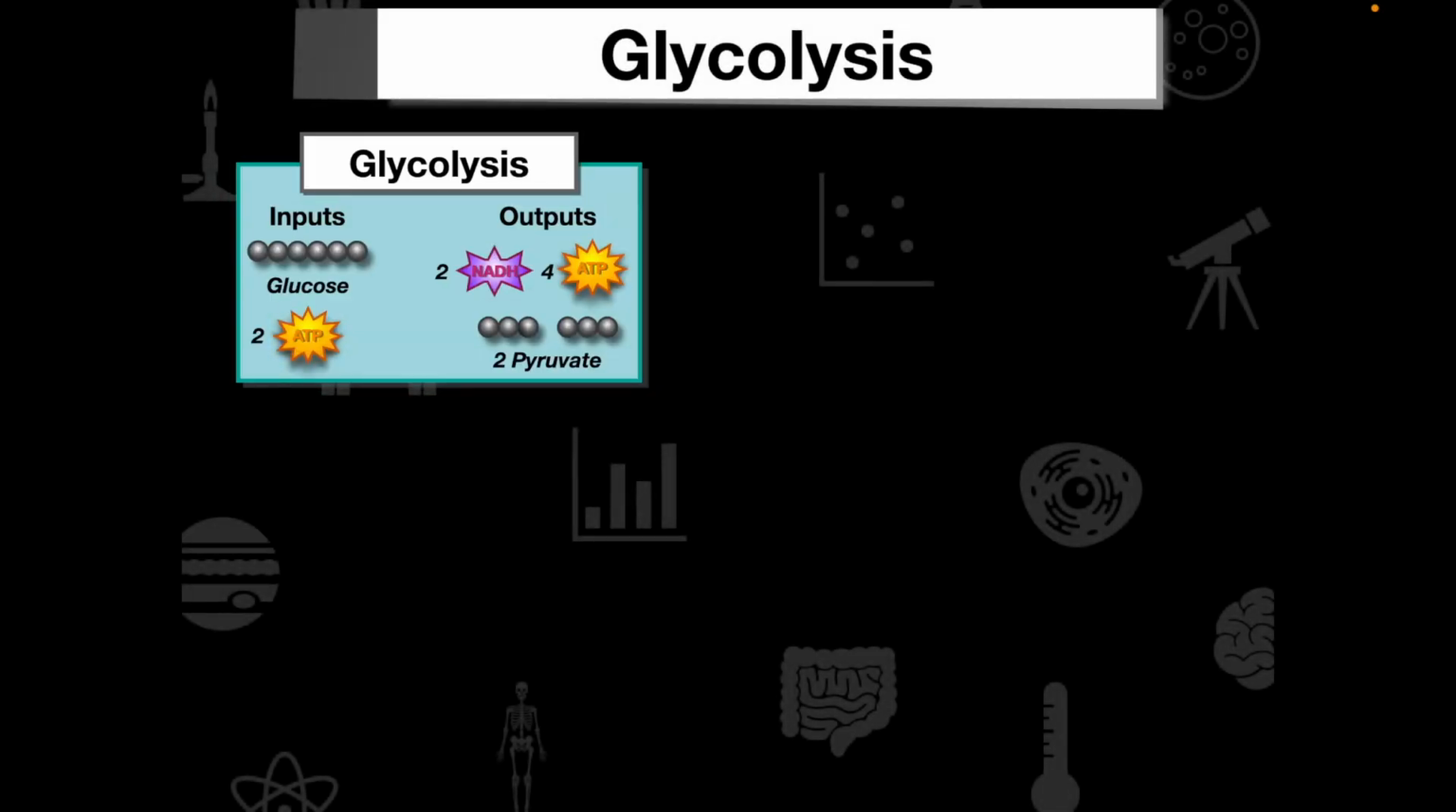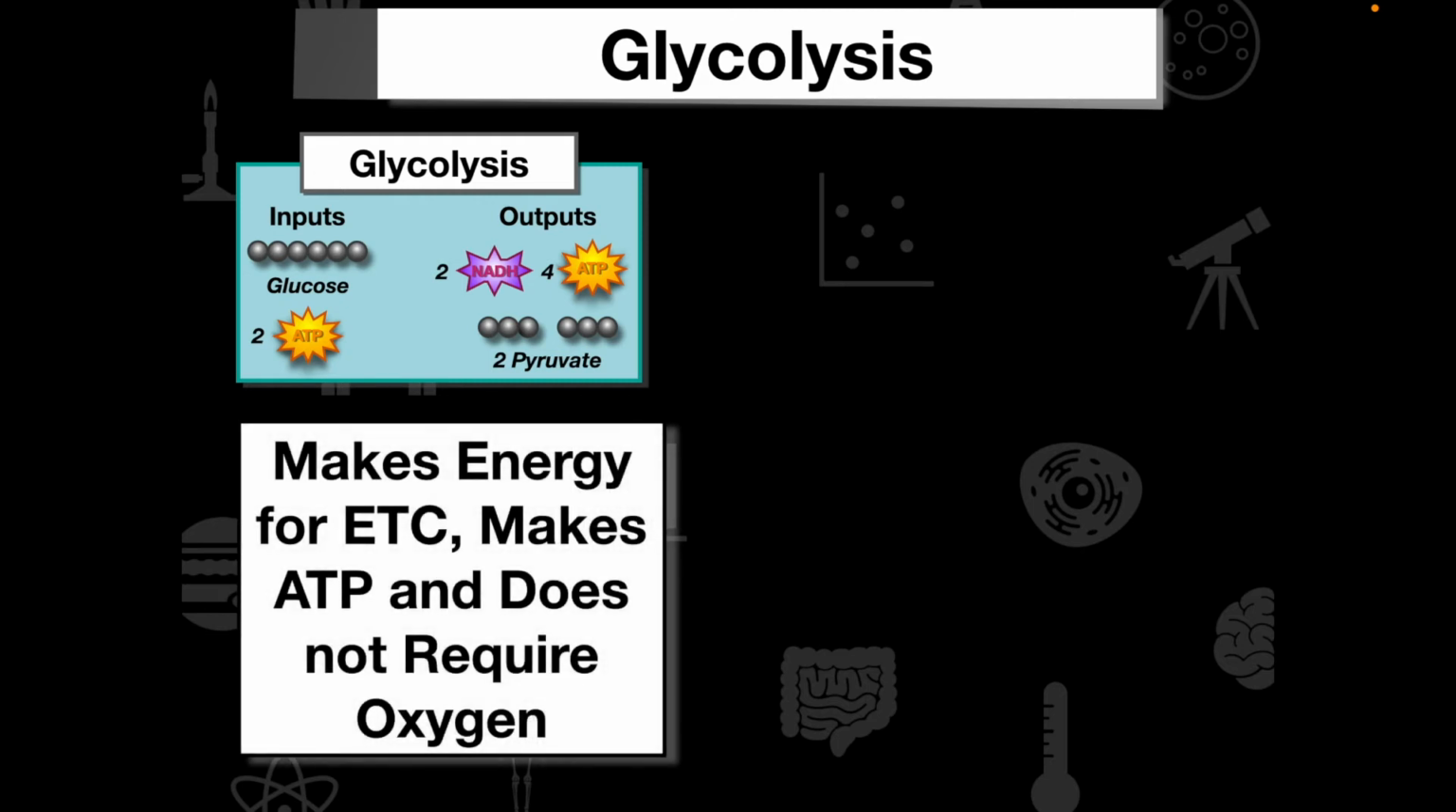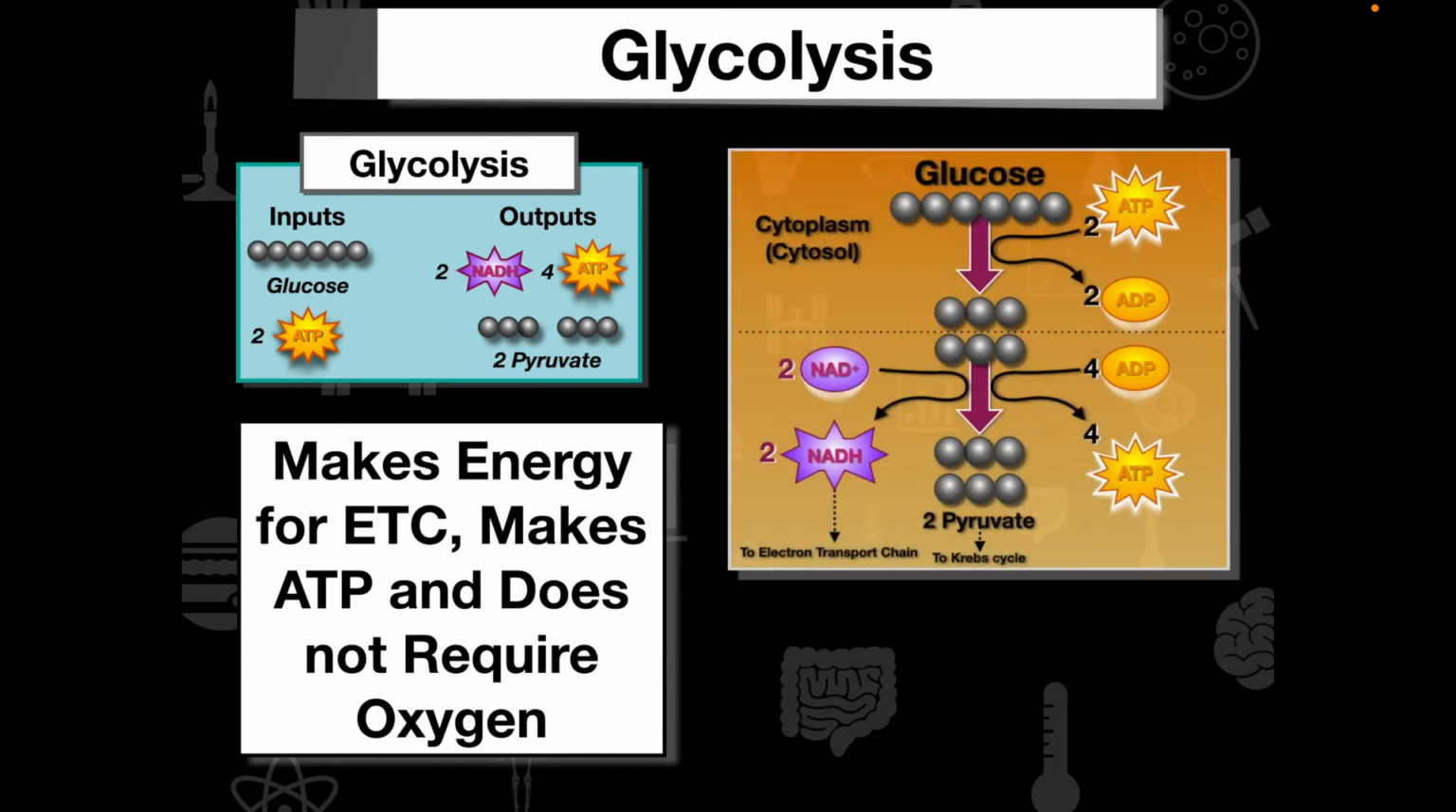So let's make sure we understand this in a little bit more detail. Inputs for glycolysis are glucose and 2 ATP. Our outputs are 2 NADH, 4 ATP, 2 pyruvate for a total of 2 net ATP. Remember, it's 2 net. This is going to make the energy for the ETC. It's sending that NADH down, and it's going to make some ATP and does not require oxygen.